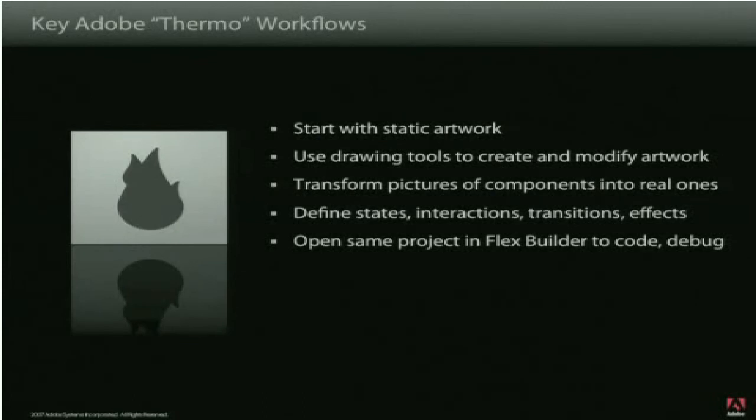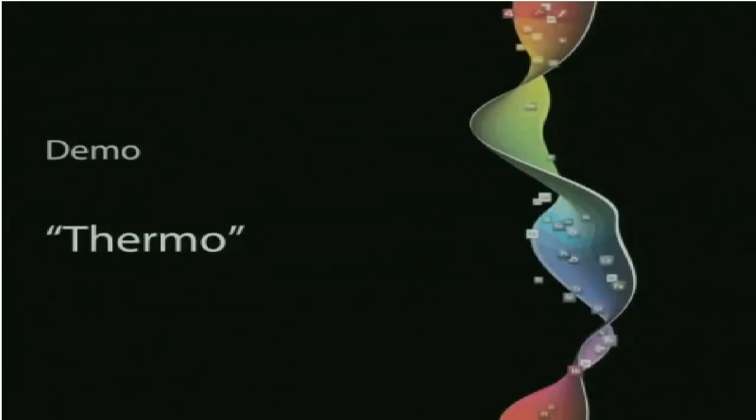That's what we designed Thermo really to enable. And it allows a designer or a developer to really start with static artwork. They can take that, go into Fireworks and save it as FXG or import directly from that tool. They can use the drawing tools in Thermo to create new assets or modify what they brought in. They can then, because it's been turned into MXML, start to work and transform that, take the pictures of the components and actually turn them into actual components and use things like states, interactions, transitions, and effects to add interactive behavior. So let me show you a quick demo of Thermo.